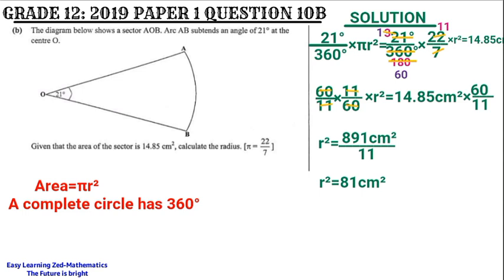So I'm going to find the square root of r squared, and also the square root of 81 centimeters squared. The square root of r squared is r, which is equal to the square root of 81 centimeters squared, which is 9 centimeters. So 9 centimeters is the length of the radius of this sector of the given circle. Basically, this is how you find the radius of the sector of a circle.